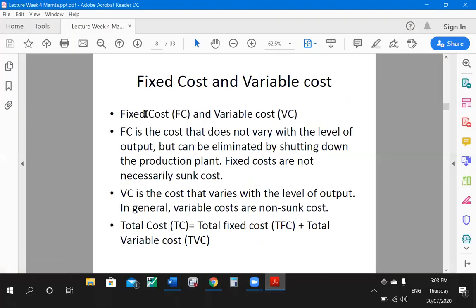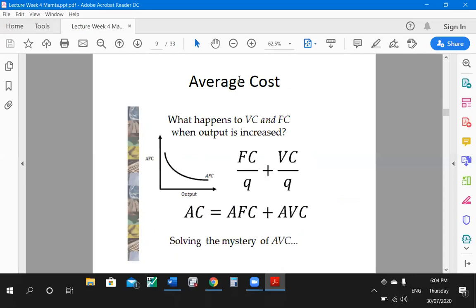Okay, so we know fixed cost, we know variable cost, and we know total cost as well. Total cost is total fixed cost plus total variable cost. What is average cost? Average cost is cost divided by quantity. Average fixed cost is the total fixed cost divided by quantity produced. Average variable cost is total variable cost divided by quantity produced. If you add up average fixed cost plus average variable cost, you get average cost, or total average cost, whatever you say. Fixed plus variable gives total cost, but the average of fixed and variable is the average cost.